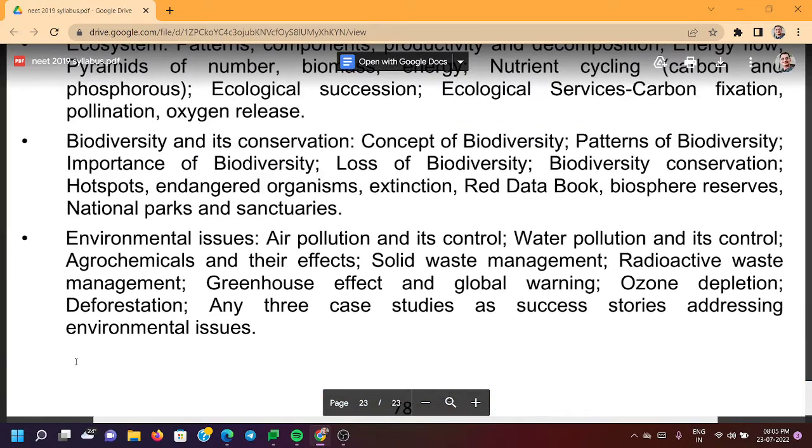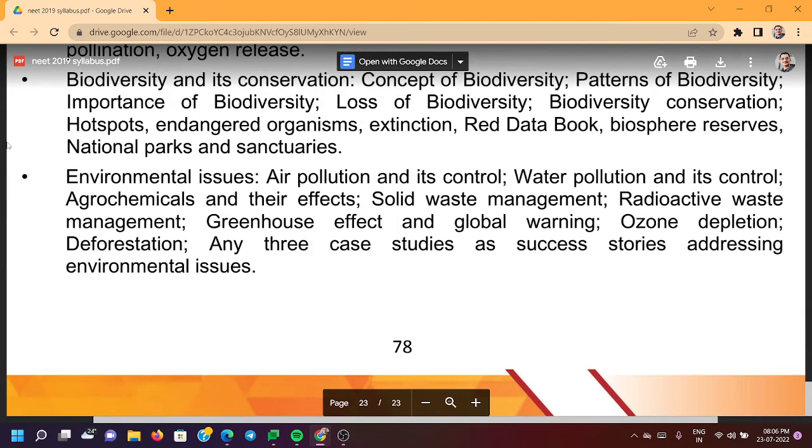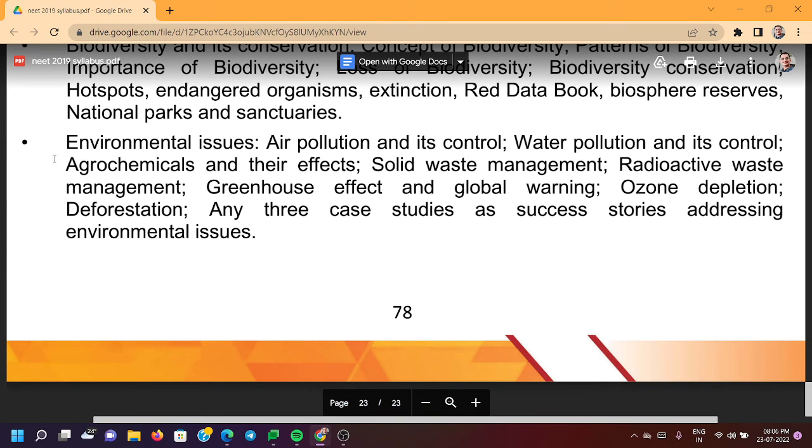release. Biodiversity and its conservation: concept of biodiversity, patterns of biodiversity, importance of biodiversity, loss of biodiversity, biodiversity conservation, hotspots, endangered organisms, extinction, Red Data Book, biosphere reserves, national parks and sanctuaries. Environmental issues: air pollution and its control, water pollution and its control, agrochemicals and their effects, solid waste management, radioactive waste management, greenhouse effect and global warming, ozone depletion, deforestation, any three case studies as success stories addressing environmental issues.